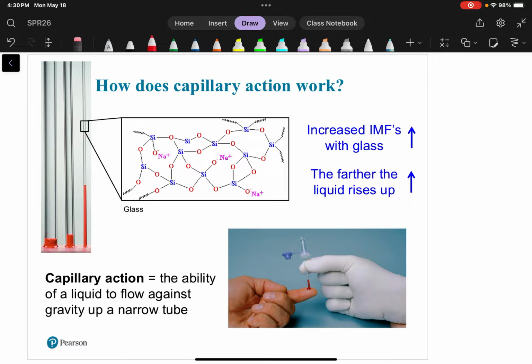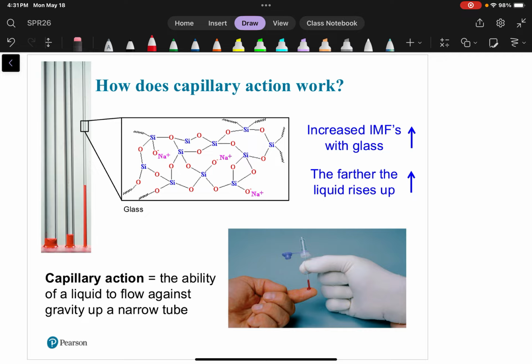The nurse practitioner or whoever's working on this with you just puts the capillary tube on your finger and the blood will just move up the tube on its own. And this is actually due to intermolecular forces. Now, these are usually made of glass, but they can also be made of other things. It's just that glass is the most common because capillary action works the best on glass, and we'll talk about that.